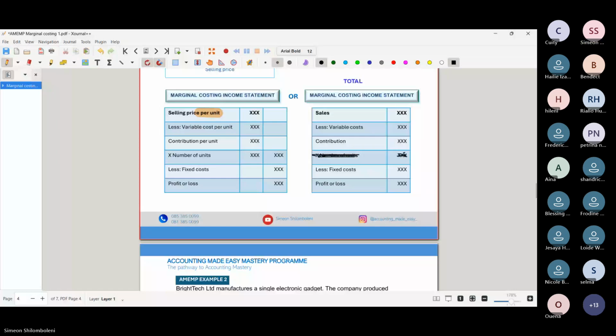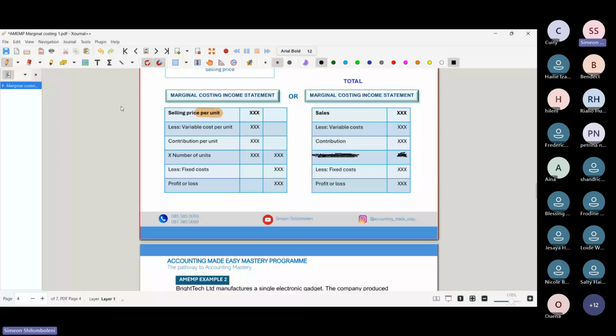Yeah. So this one only has sales less variable cost equals contribution. This one is basic, even from grade 5. How much you sold, how much is your cost, how much is your profit. Less, after you get here, it's less fixed cost, then you get your profit. But here, it's still the same thing.